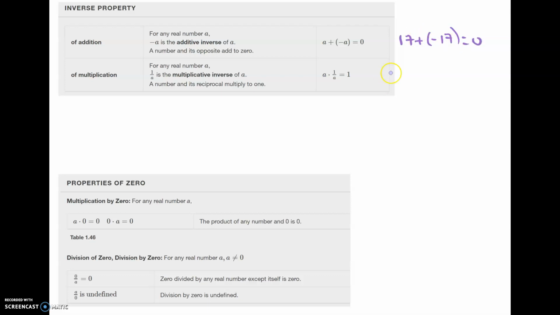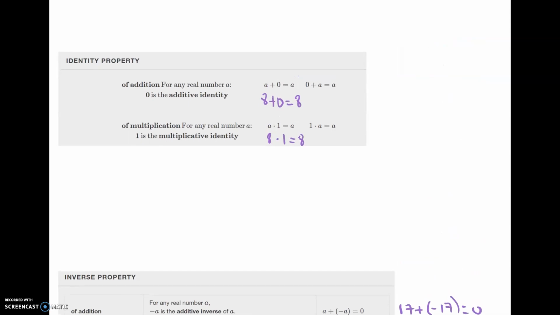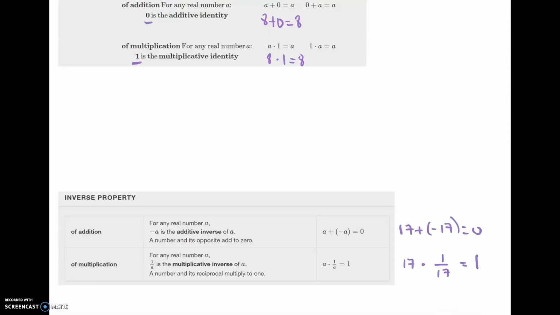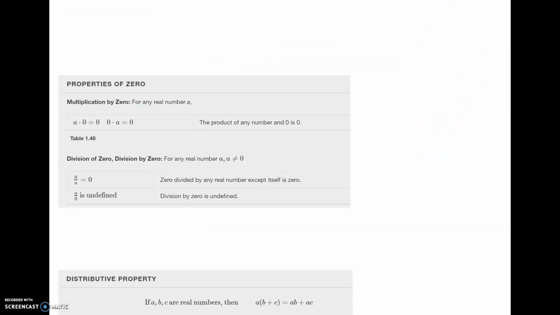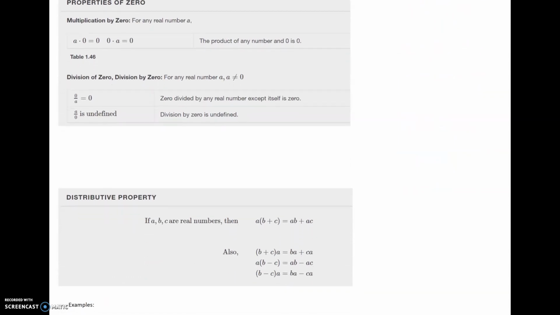If I were to have 17 and I wanted to find the reciprocal or the multiplicative inverse, it would be 1 over 17. That would be the inverse of it, because if I were to multiply it together, I'd end up with 1. Basically, it ties back into this identity property. If I were to add the inverse, I'd get the identity. So I'd get the 0 for the adding, I'd get the 1 for multiplication. Okay? All right, we are down to the last few, okay?